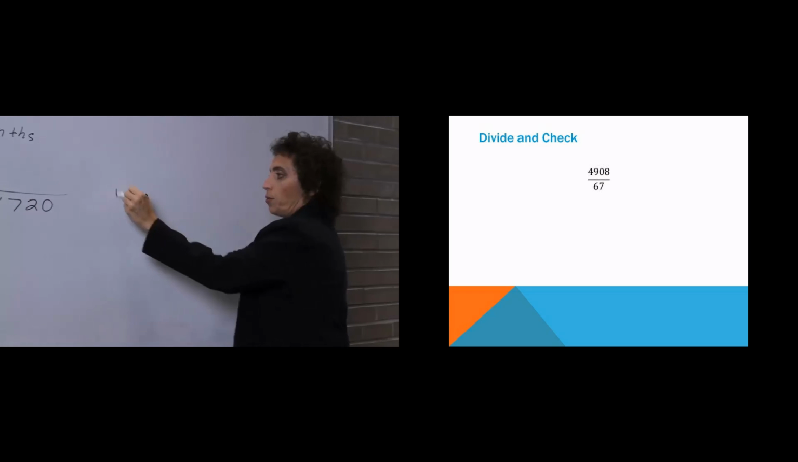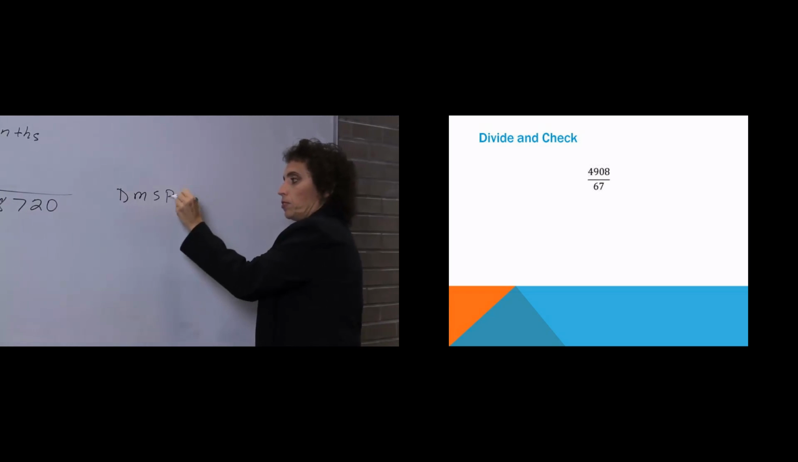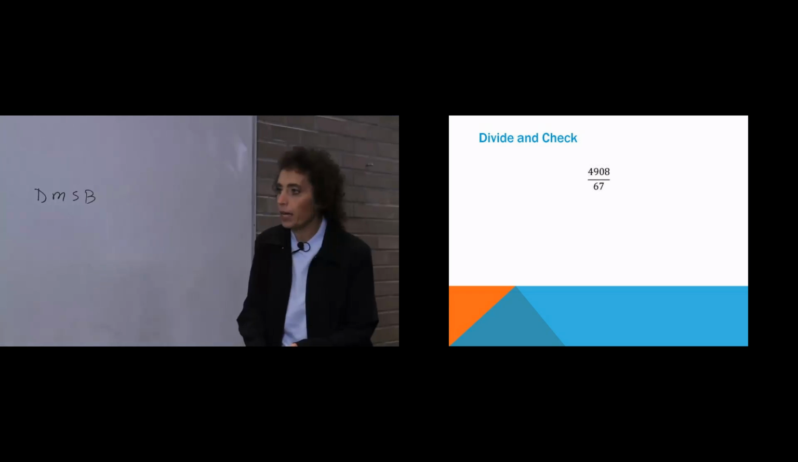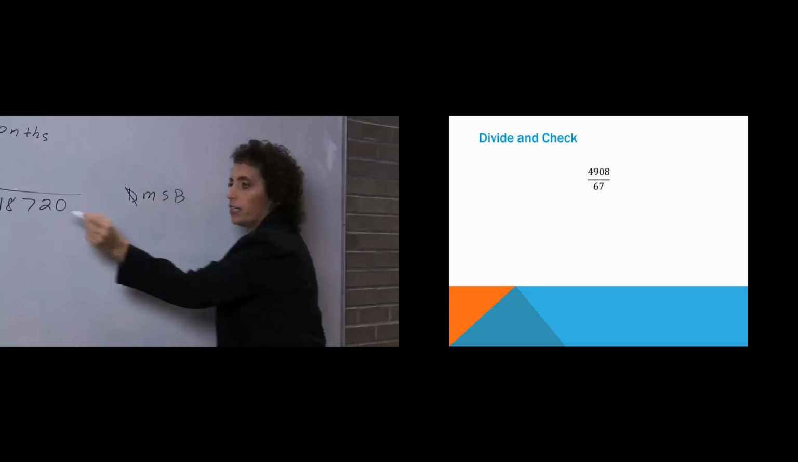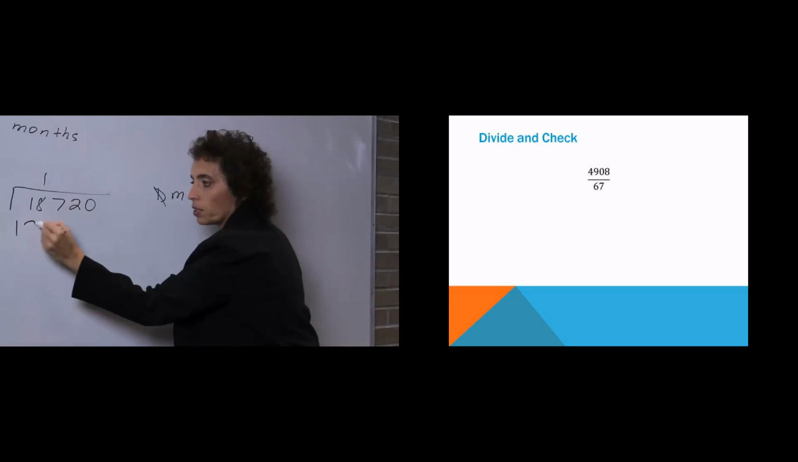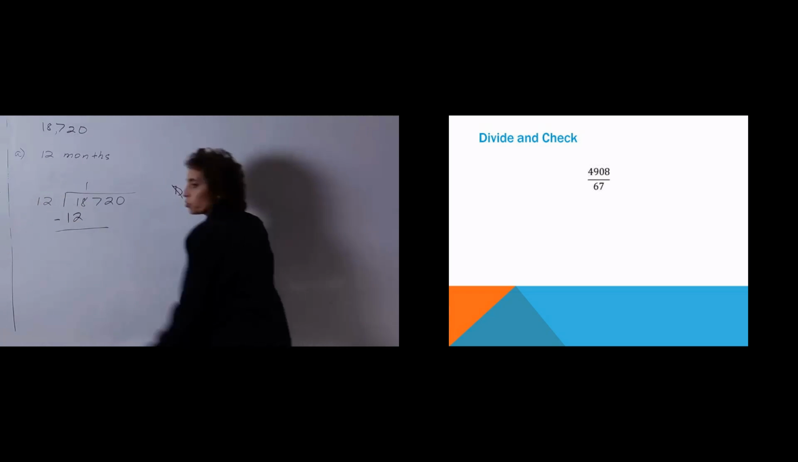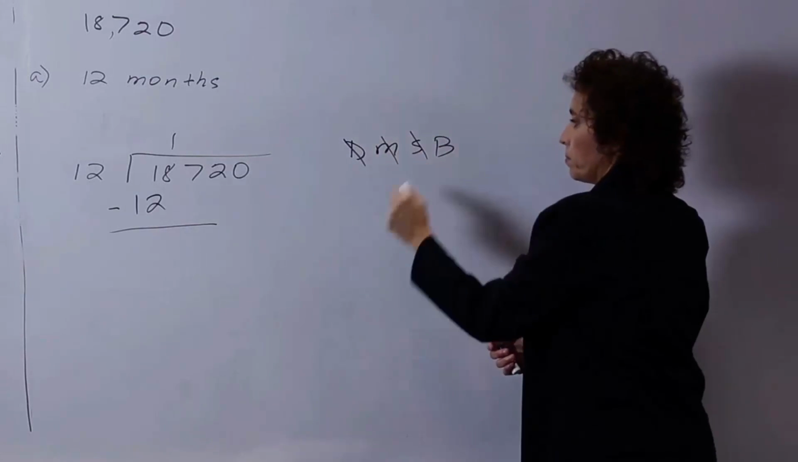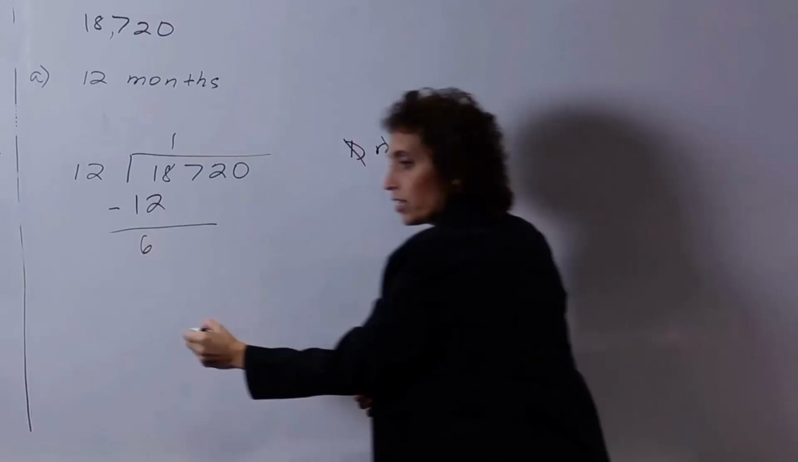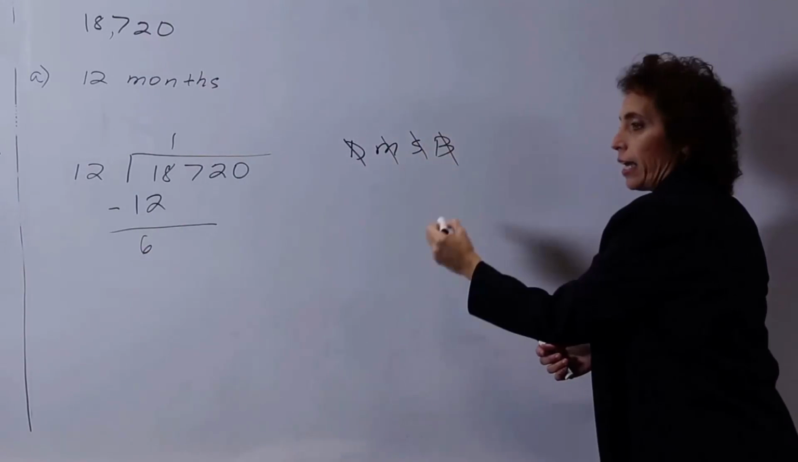Okay. Dirty monkeys smell bad. Okay, here we go. We're going to divide. 12 into 18 goes once. Now we're going to multiply. 1 times 12 is 12. Okay? Now we're going to subtract. 18 minus 12 is 6. Now we're going to bring down.